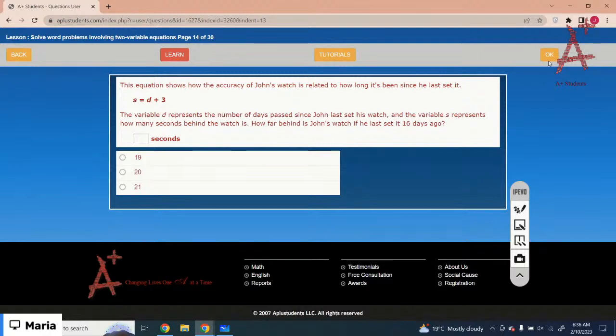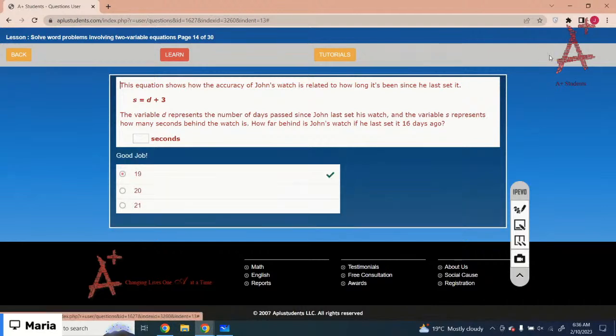So D equals 16. So just replace the value in the equation. So 16 plus 3 is 19. Got it? So the correct option is 19.